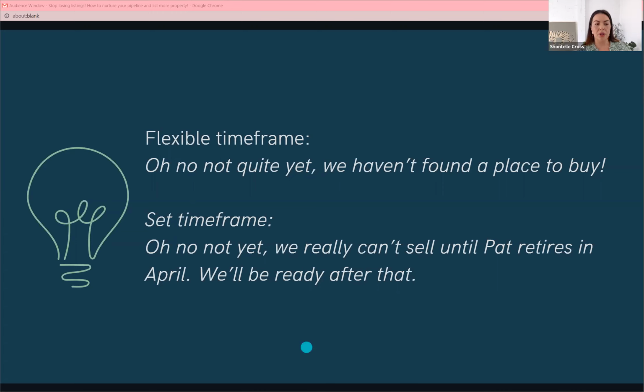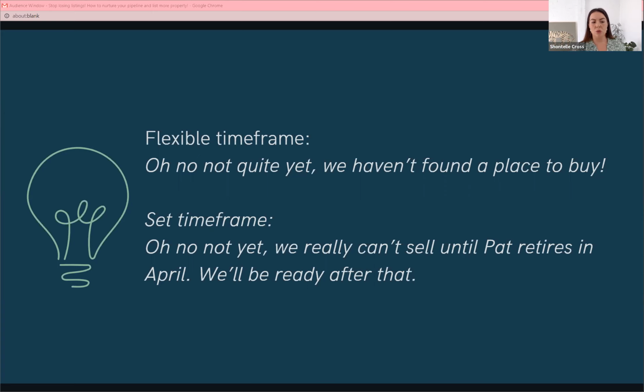So this is anyone that's a buy before sell. Their time frame, if you're using my recommendation, is always going to be immediate seller, 0 to 3 months. So anyone that's buy before sell, unless there's something else playing into it, like we're waiting for our daughter to finish school and then we need to buy before we sell, which leads us to the next part, which is the set time frame.